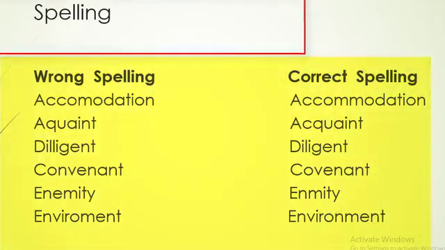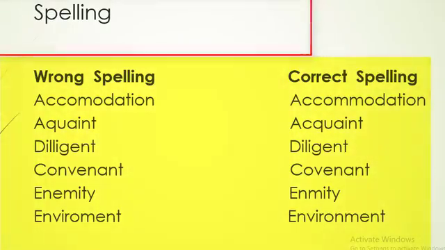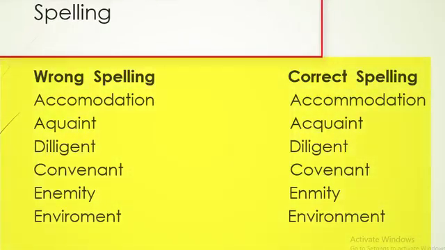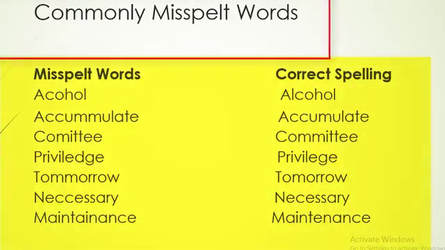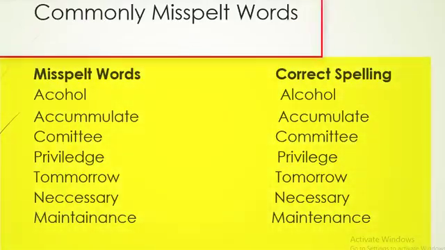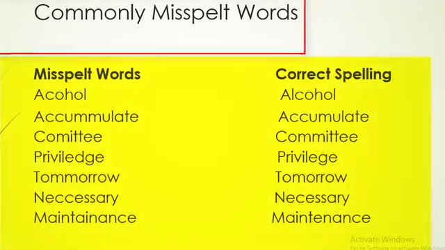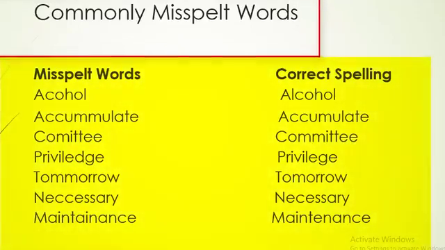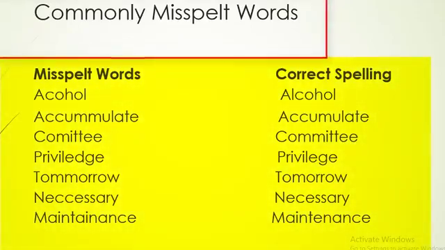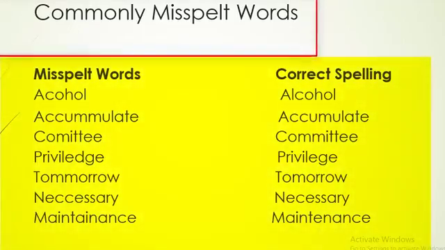We have enmity. Then we have environment. Then we have alcohol. We have accumulate, which is double C, single M. Committee is double M, double T, double E. Then we have privilege without the D. Then we have tomorrow, single M, double R. Then we have necessary, single C, double S. Then we have maintenance. We have the word maintain, but it is maintenance.